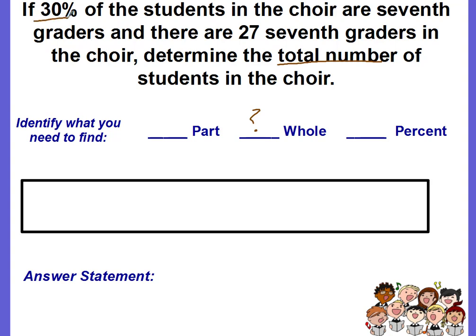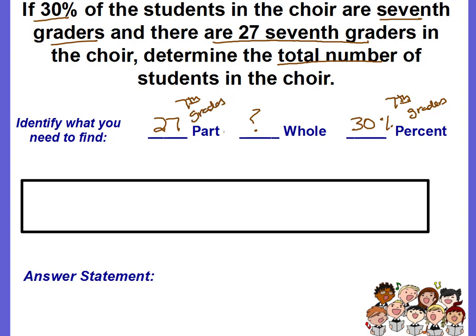We know the percent, 30%, and what does this percent represent? The 7th graders in the choir. So the percent is 30, and it represents the 7th graders. And we know that there are 27 7th graders. So that's the part. And it represents the number of 7th graders in the choir.